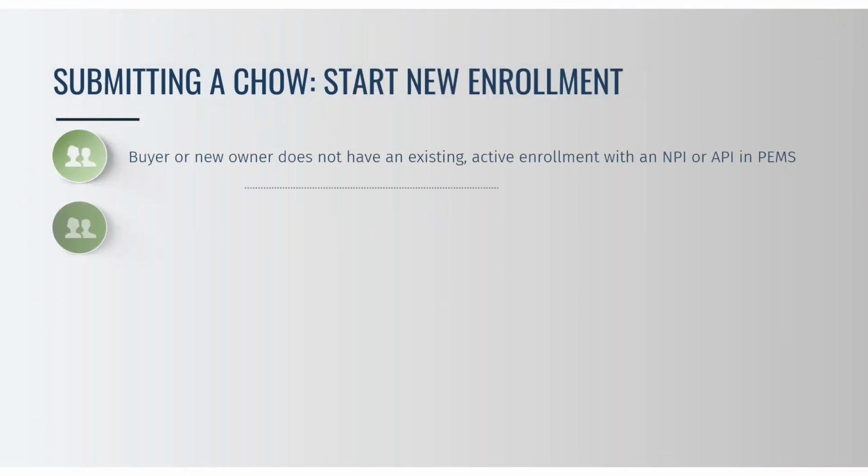There are two scenarios that require the buyer or new owner to submit a new enrollment application. If the buyer or new owner doesn't have an existing active enrollment with an NPI or API in PEAMS, and if the buyer or new owner is taking over an NPI or API that already exists in PEAMS. On the PEAMS dashboard, click Start New Enrollment.